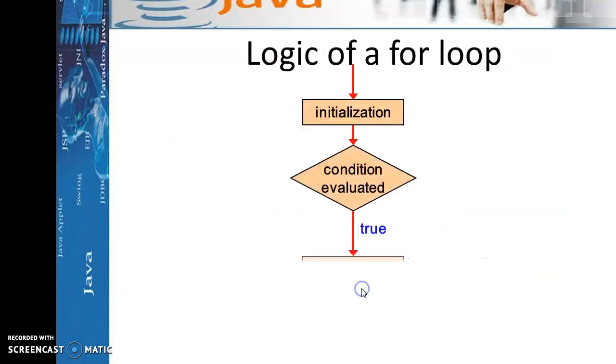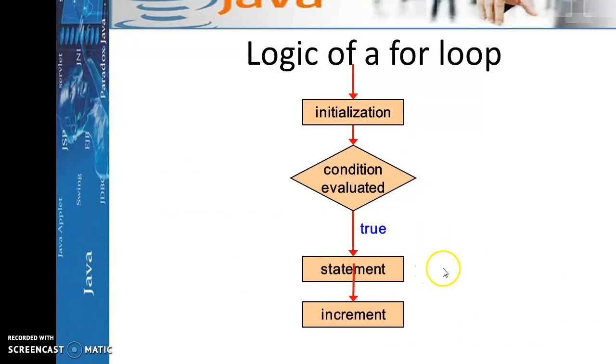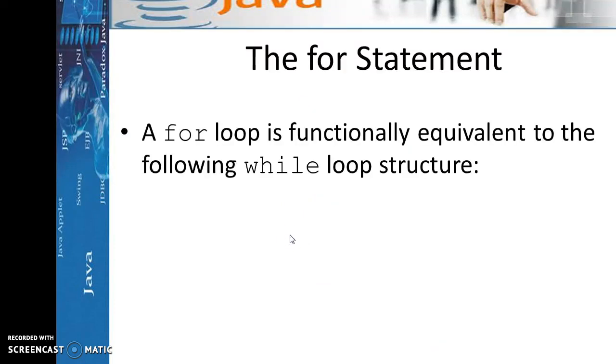Okay. And basically the same logic for a for loop. We come down here, we evaluate the condition. If it's true, we do our statements. Then we come back around, check our condition again. It's the same as a while loop. If it's false, we jump out.